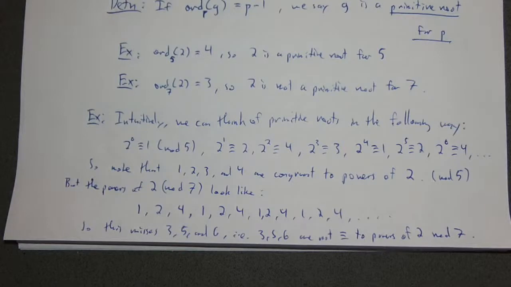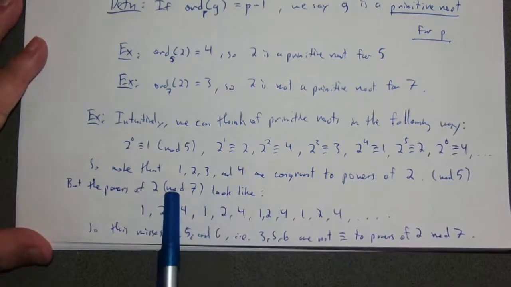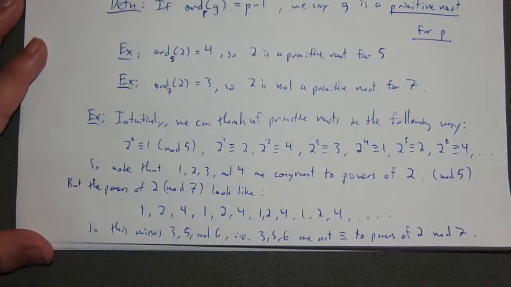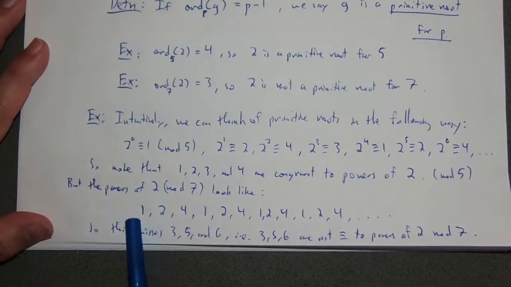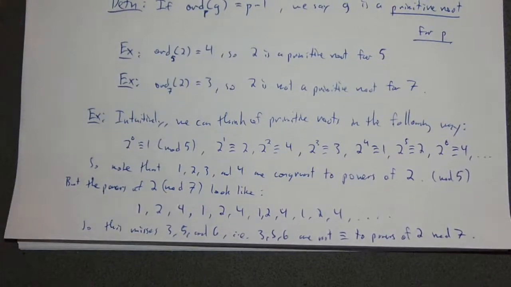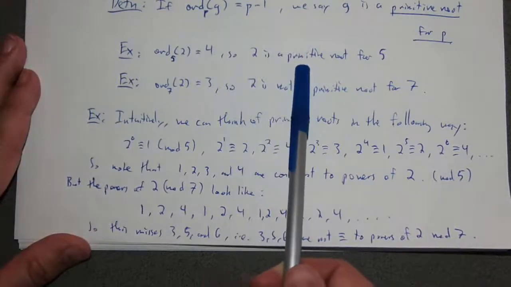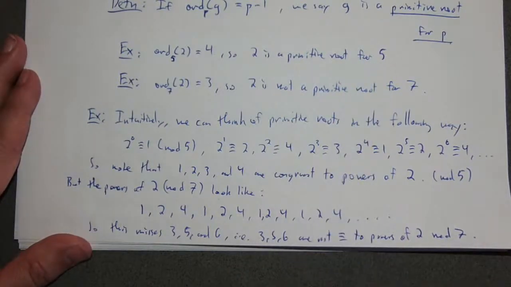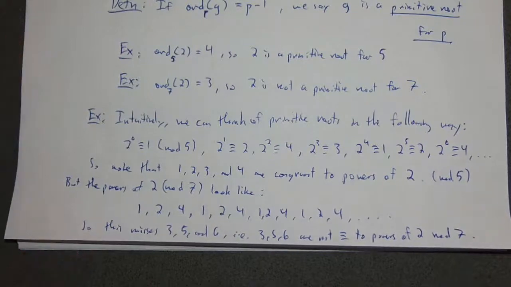right? But you can't do that mod 7 using 2. So the powers of 2 mod 7, you couldn't generate all of the non-zero integers mod 7. You could only generate half of them. You could generate 1, 2, and 4. 3, 5, and 6 are never congruent to a power of 2 mod 7, so you couldn't do that. And so I claim that this is exactly what characterizes 2 being a primitive root for 5, and not a primitive root for 7.